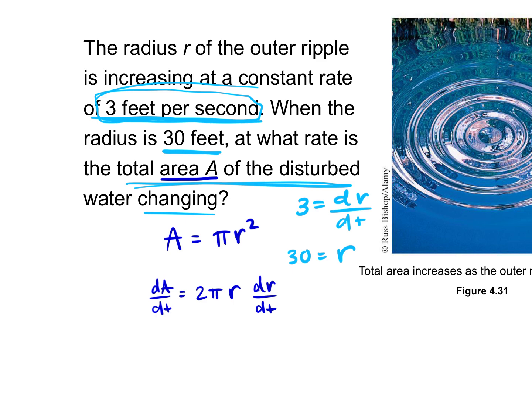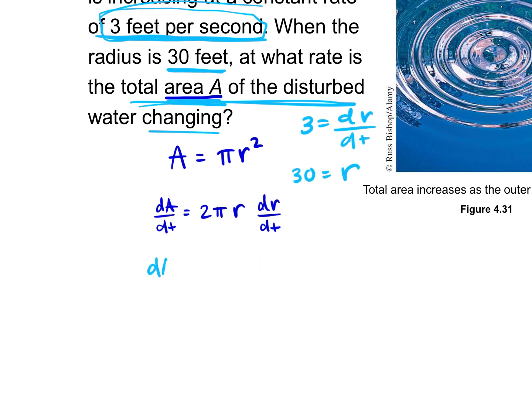So we're looking for what our area is changing, or what is the area that's changing. So we're looking for dA over dt. So let's plug in what we have. dA over dt is equal to 2 pi, what's r? 30. What's dr over dt? 3.